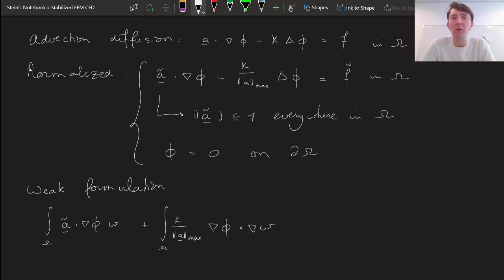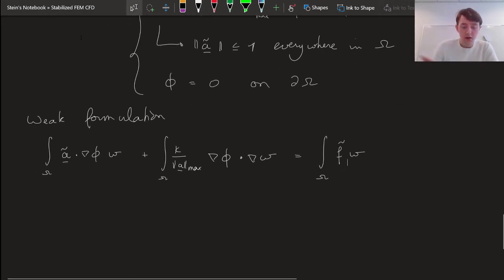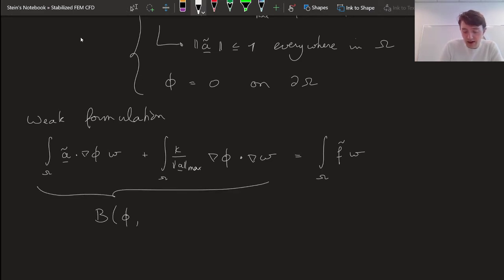Now, this integration by parts step would introduce some boundary terms, but all those boundary terms end up getting cancelled by our statement that phi is going to be equal to 0 on that boundary. And then the only thing that we have on the right hand side is an integral over omega of this f tilde multiplied by w. Okay, so now this is our bilinear form B on phi and w. And this is going to be our linear form on w. And in this video we'll talk about the coercivity of B.